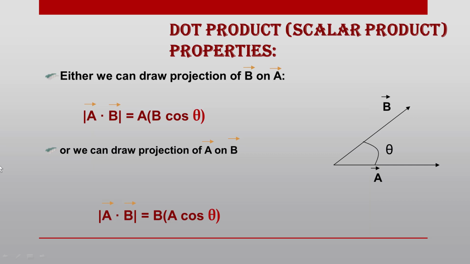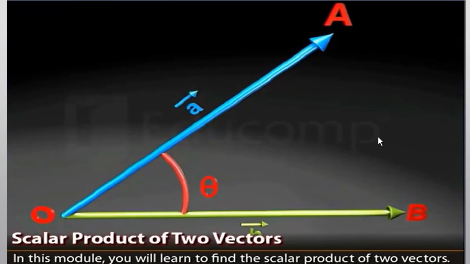So up till now we have considered the projection of B on vector A, but either we can draw projection of B on A like this, A dot B is equal to AB cos of theta, or we can draw projection of A on B like A dot B is equal to BA cos of theta. Okay, so we can say over here we are having vector B and vector A, and we are dropping the projection of A on B, and we are getting A cos theta, horizontal component of A along the direction of B. So we will say that A dot B is equal to BA cos of theta. So we can draw either projection.